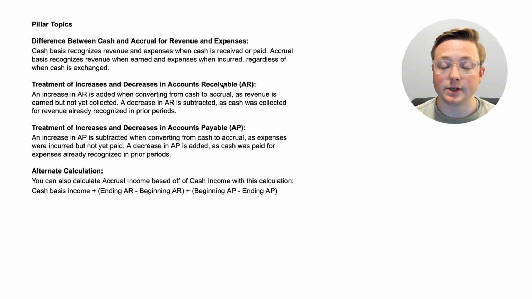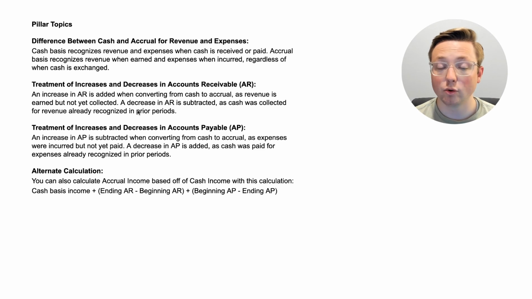Treatment of increases and decreases in accounts receivable. An increase in accounts receivable is added when converting from cash to accrual, as revenue is earned but not yet collected. So according to accrual, it's earned, so they can count that as income. But according to cash, it's not collected, so that's why it's going to be an increase for accrual compared to cash. And a decrease in accounts receivable is subtracted as cash was collected for revenue already recognized in prior periods.